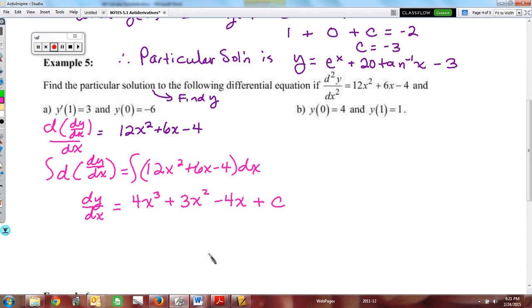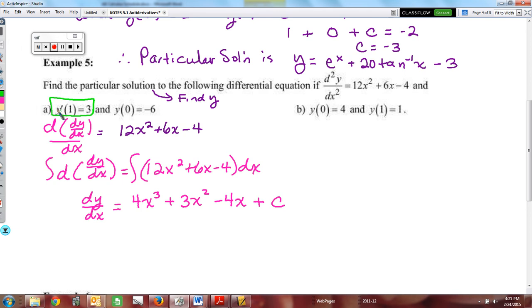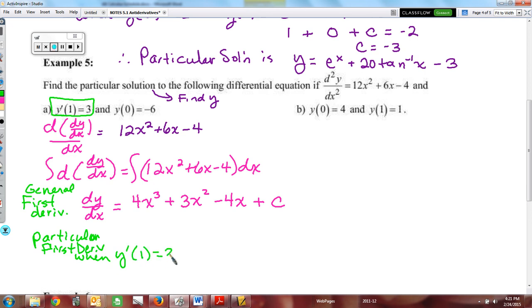Now at this point, since they gave me some information, I'm going to go ahead and find this first constant of integration using this given information. So that's a general solution for the first derivative. Now I want to find a particular first derivative when y prime of 1 is equal to 3.